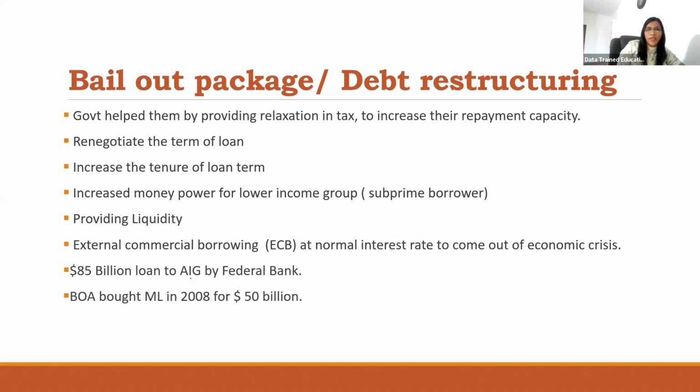This was AIG I was talking about. An $85 billion loan was given to AIG by the Federal Bank to save it. This is a kind of bailout package. And during that period only, Bank of America bought Merrill Lynch for $50 billion. So BOAML is the joint name which is appearing nowadays. It happened in 2008.